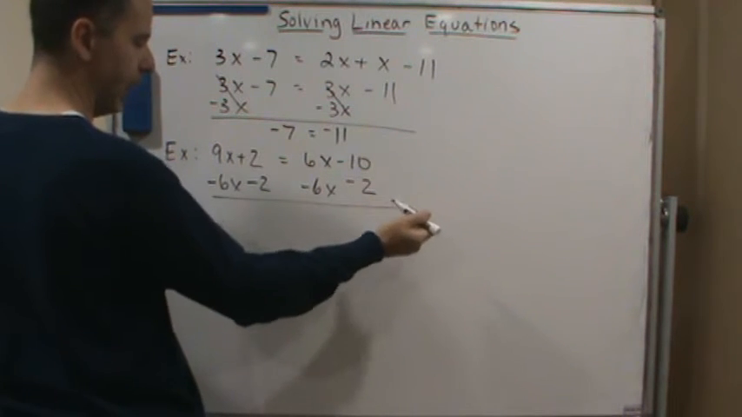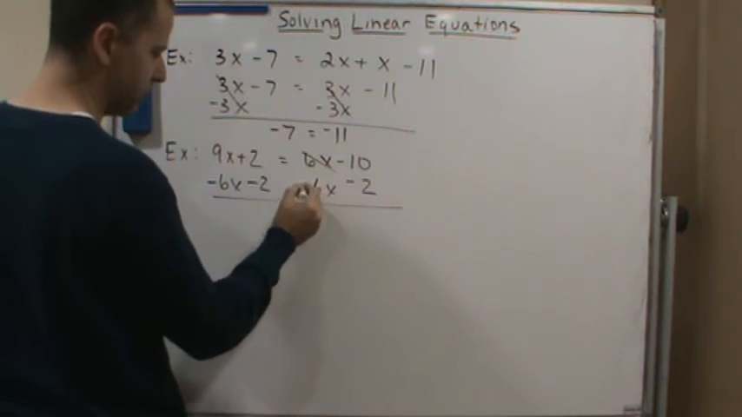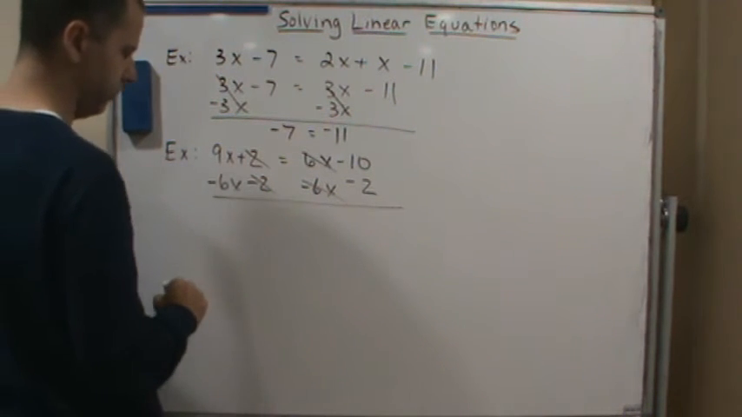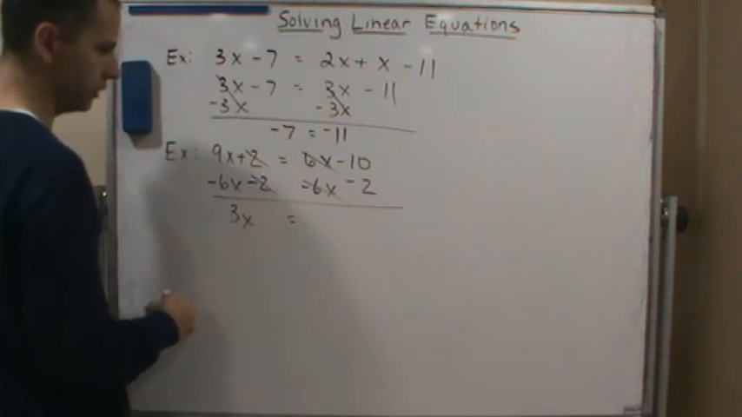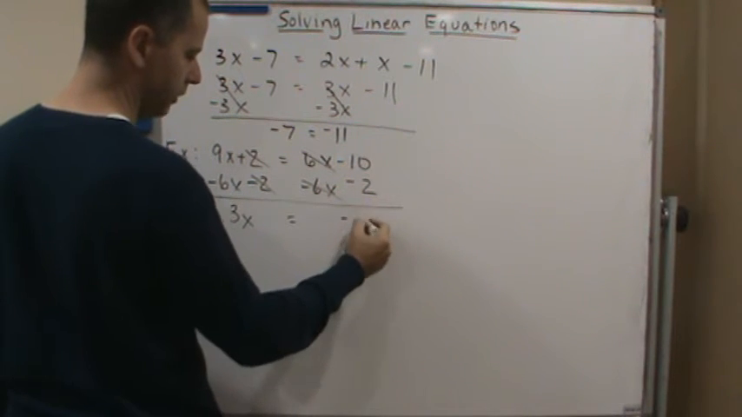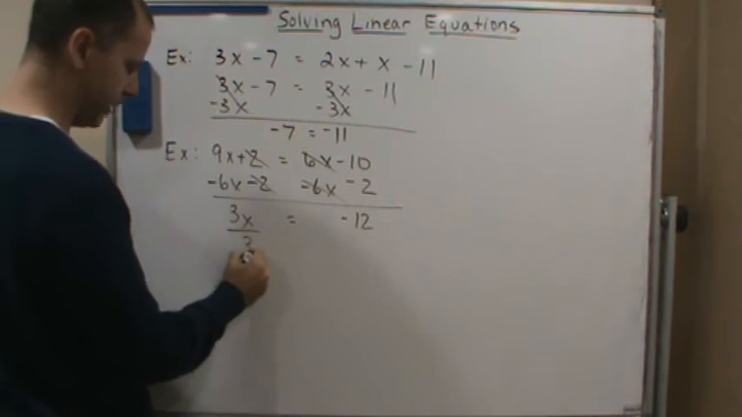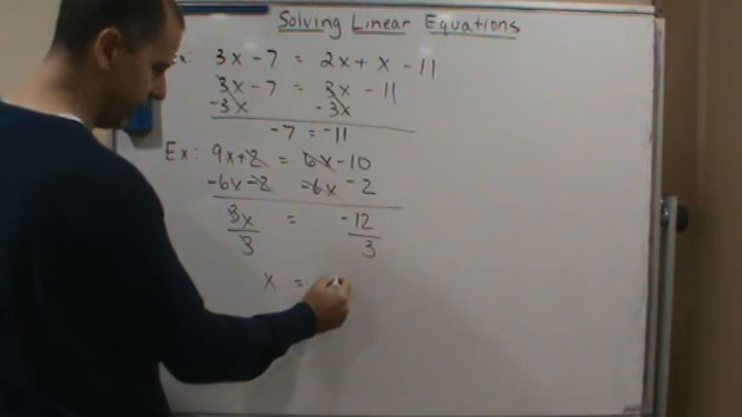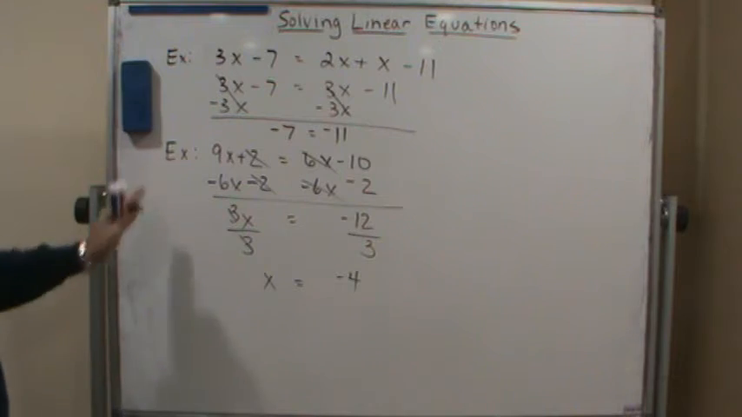Okay? So I'm subtracting 6x from both sides, and I'm subtracting 2 from both sides. Why? Because I'm going to move the x's to the left, I'm moving the constants to the right. And so now 6x minus 6x gives me 0. 2 minus 2 gives me 0. Now then here I get 9x minus 6x, which gives me 3x equals, and then I get negative 10 minus 2, which gives me a negative 12. And so now I get 3x equals negative 12, and then I just divide both sides by 3, right? 3 divided by 3 is 1, so I get x equals negative 4, right? And I'm done.